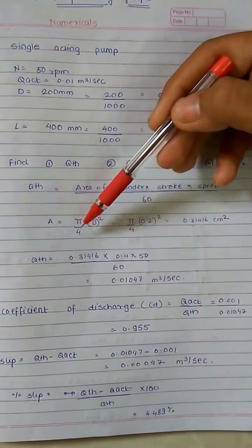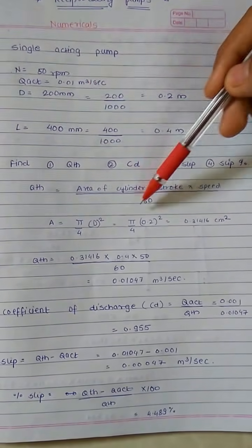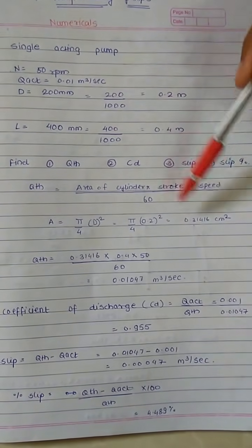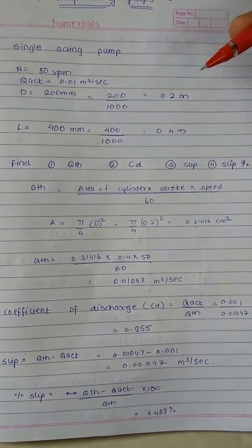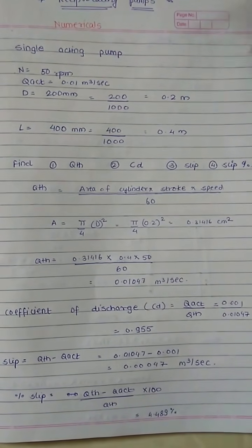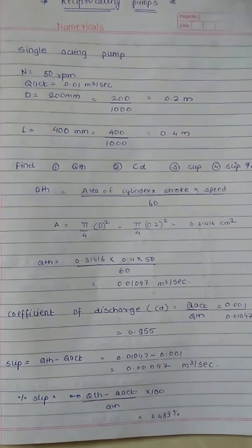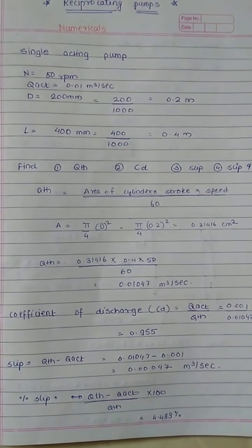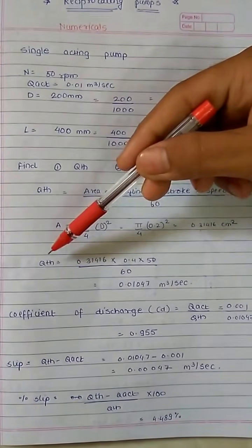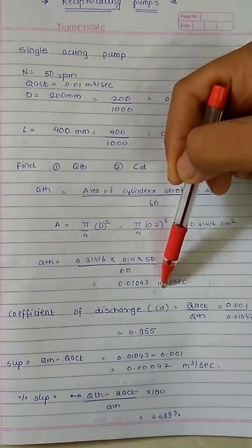So area will be pi by 4 d square, that is the main cylinder diameter, and L is given and also the speed is given. We have to keep in mind that all the dimension will always be in meter, because for solving the pump it is necessary to calculate it in meters, and the power will be in kilowatt always. So we will calculate Q theoretical as ALN divided by 60. We will get the answer.